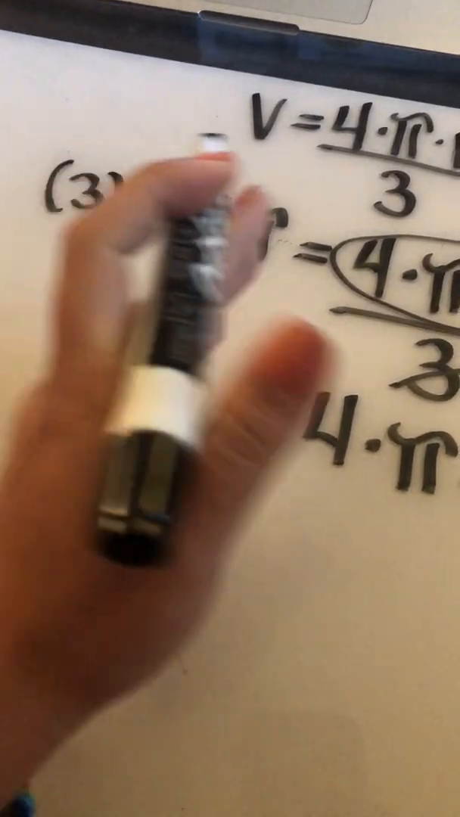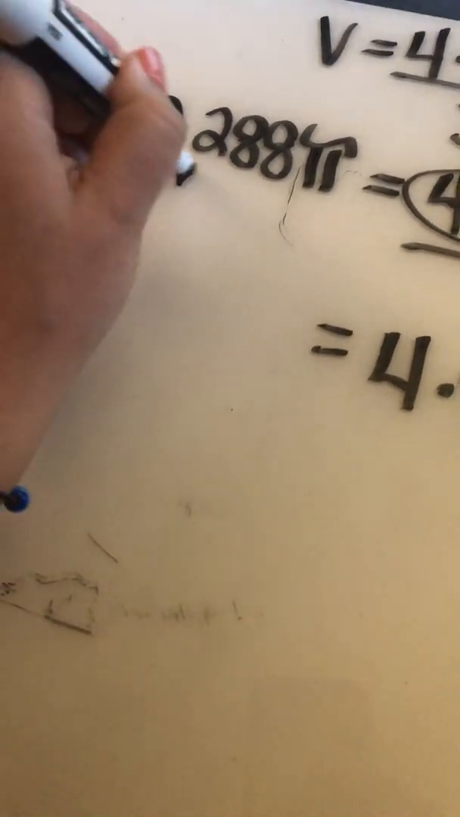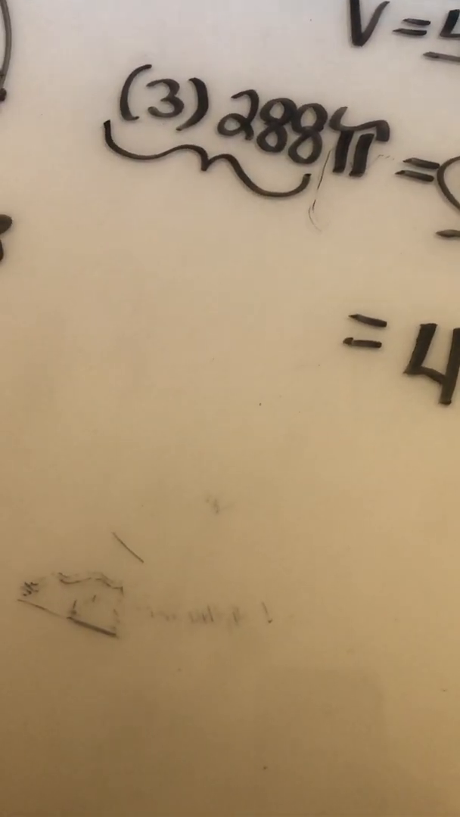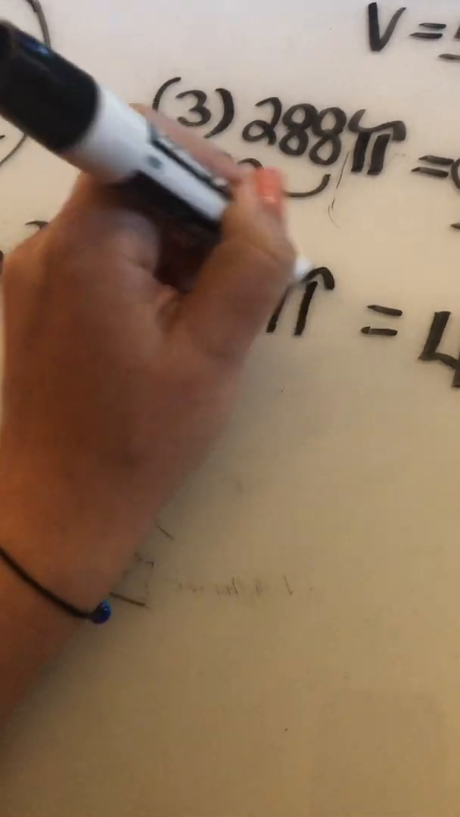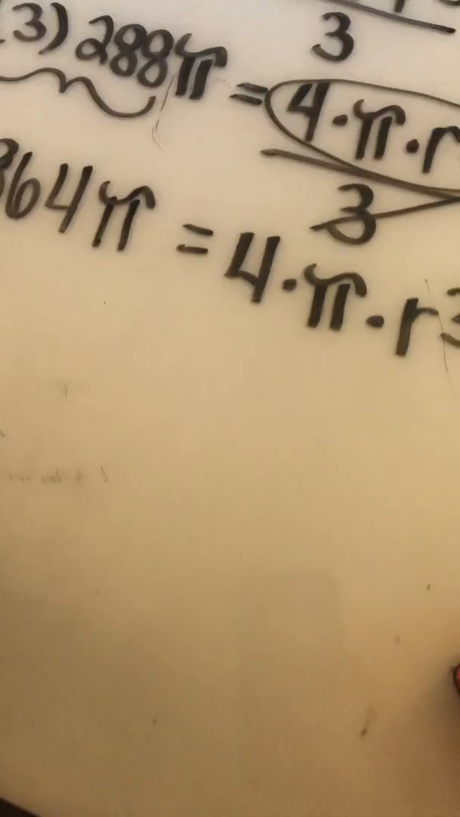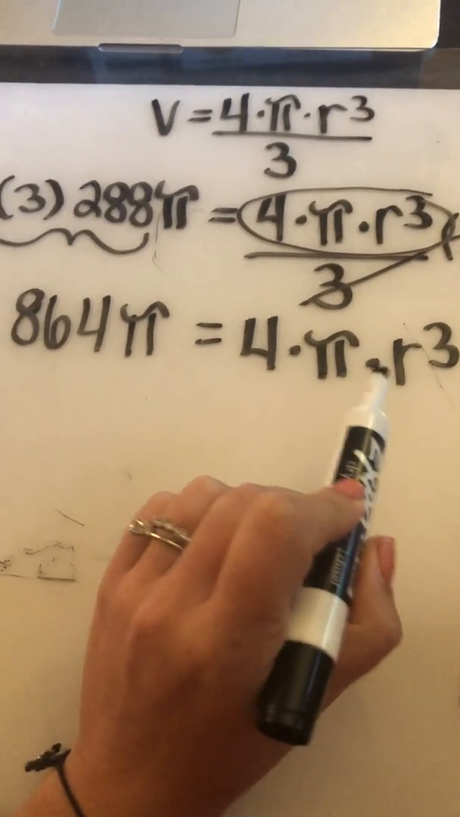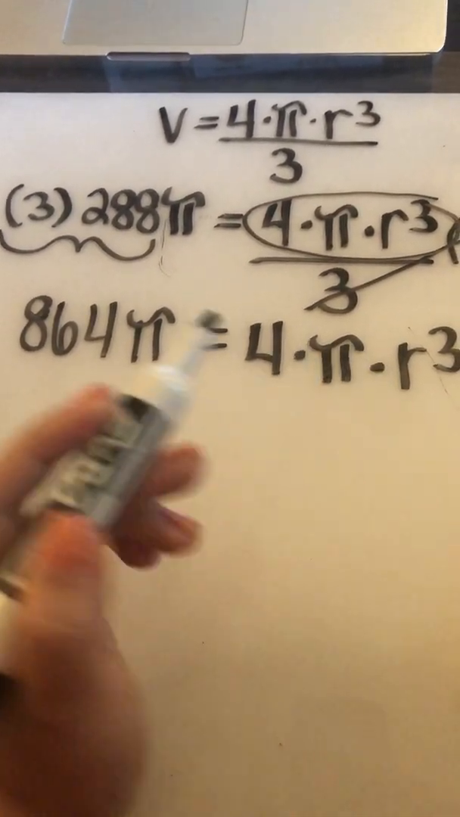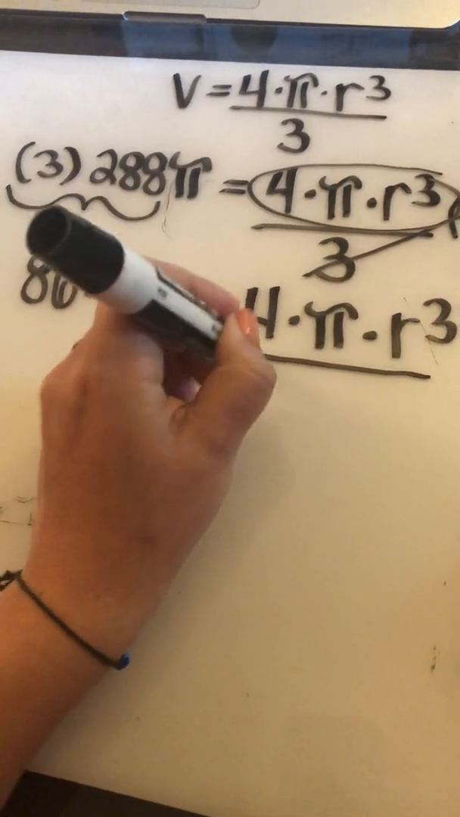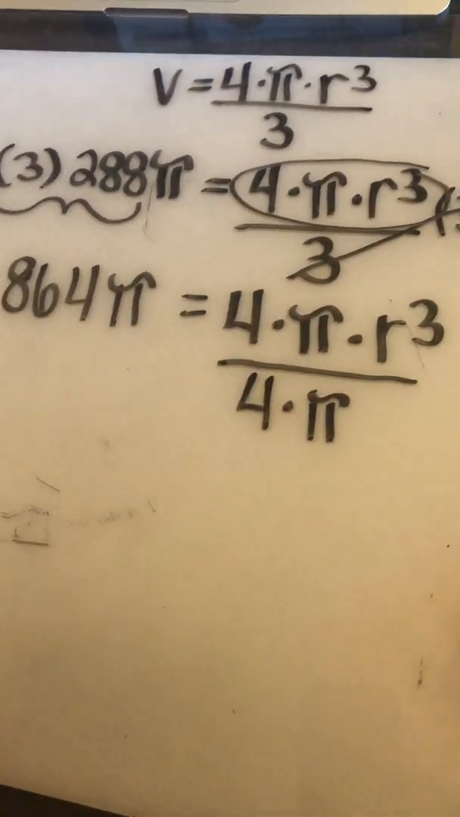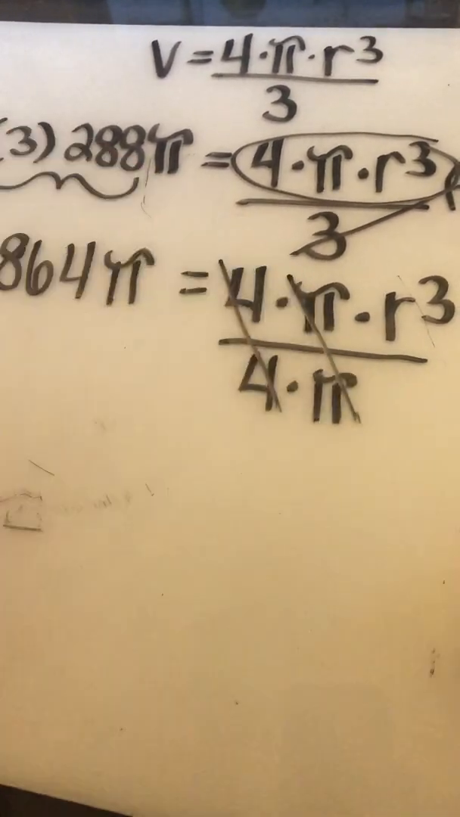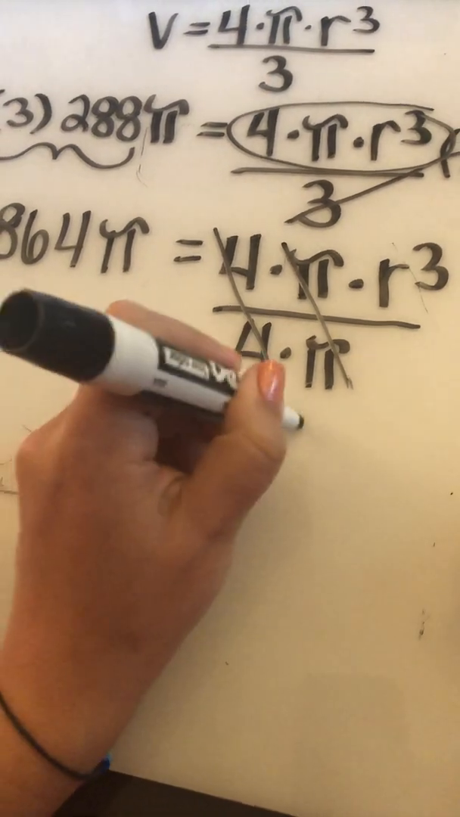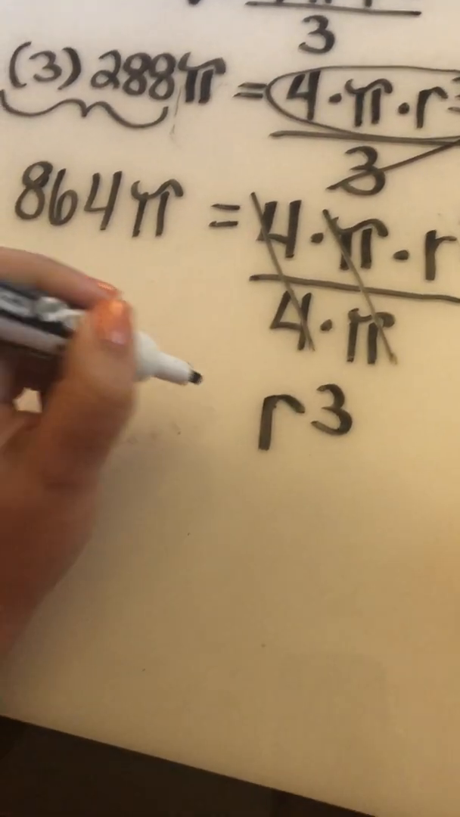Now, this is where we just pretend pi isn't there, and we just multiply the numerical factors. So 3 times 288 is going to give us 864, and we bring the pi back down. Why do we do that? Because for our next step, to isolate r a little more, we're going to inverse the multiplication that's happening to it. So we are going to now divide by 4 pi. If we divide by 4 pi, 4 over 4 cancels to 1, pi over pi cancels to 1, and we're left with r cubed.